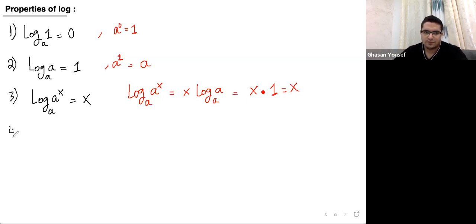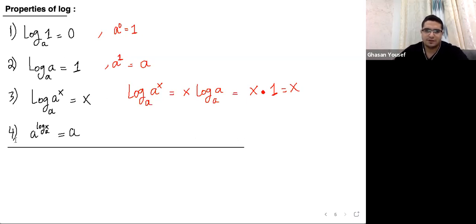For the fourth one, a to the power logarithm x with base a is always equal to x. Okay, any question for these properties? Do you have any question? Is it clear? Okay, so if it's clear, we're going to use examples applying these properties.